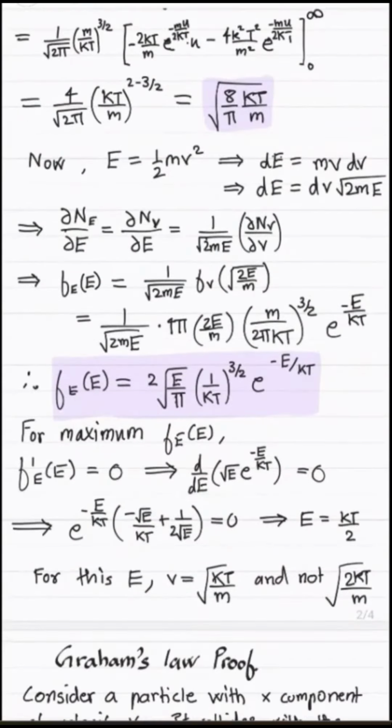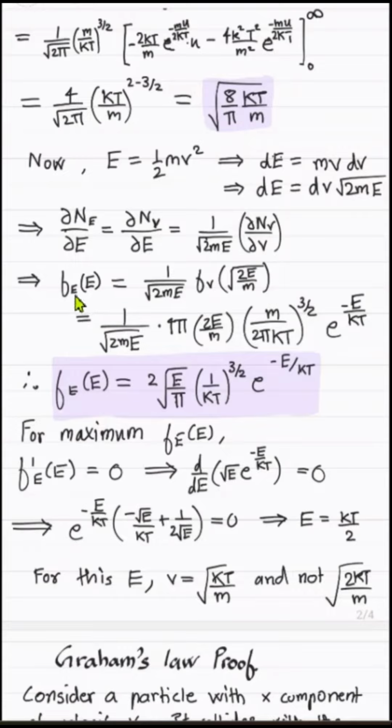Now E equal to half mv squared, that means dE equal to mv dv, or dE equal to dv square root of 2mE, which means that partial nE upon partial E is equal to partial nv upon partial E. Once again, you know what this subscript means. It just means number of particles which are having energy less than E, and similarly for this one as well. Which can be written as 1 upon square root of 2mE, which is just partial v upon partial E, that times partial nv upon partial v. We already know what this is, right? Exactly.